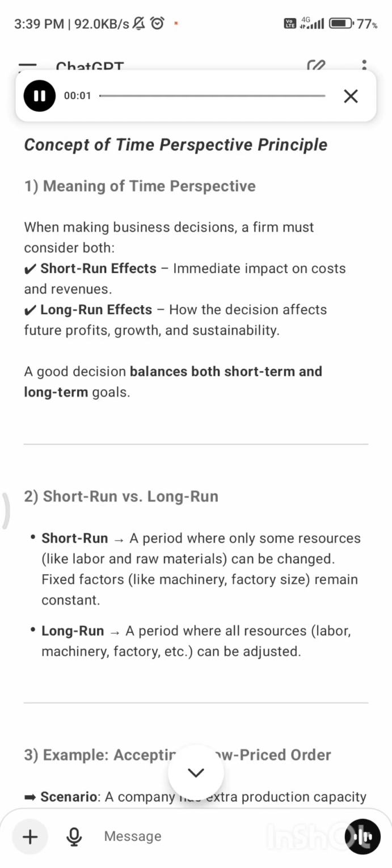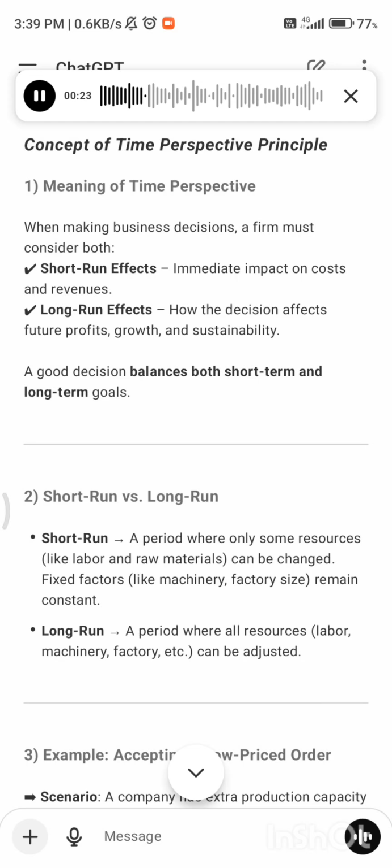Concept of time perspective principle. 1. Meaning of time perspective. When making business decisions, a firm must consider both short-run effects, immediate impact on costs and revenues, and long-run effects, how the decision affects future profits, growth, and sustainability. A good decision balances both short-term and long-term goals.